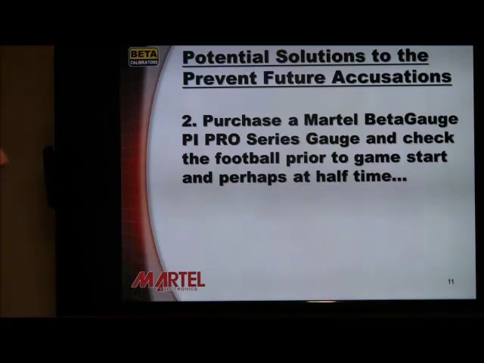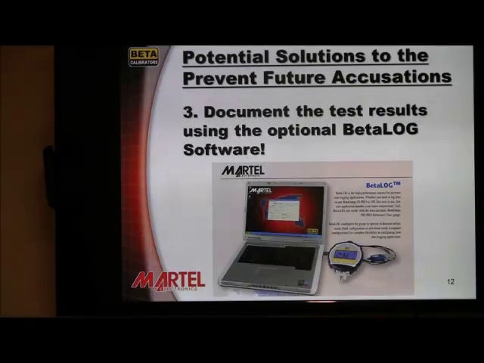What else can we do? Number 2, we can purchase a Martel Beta Gauge PI Pro Series gauge, and check the footballs prior to game start and perhaps at halftime. Number 3, document the test results using the optional Beta Log software.